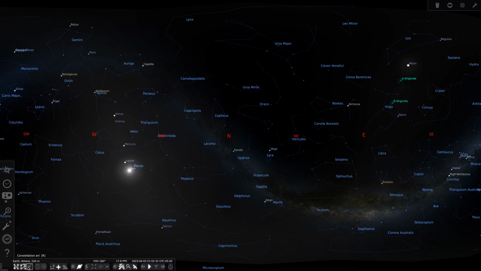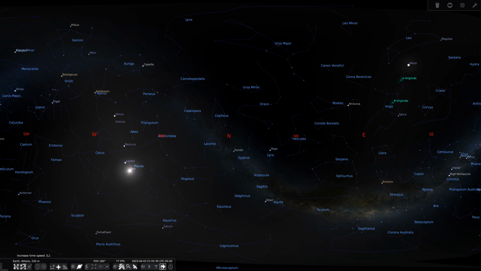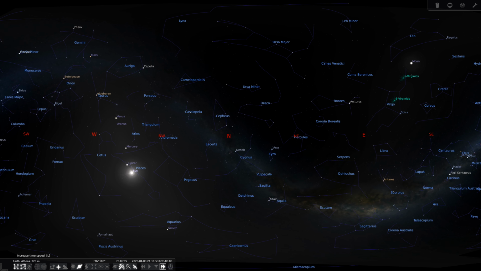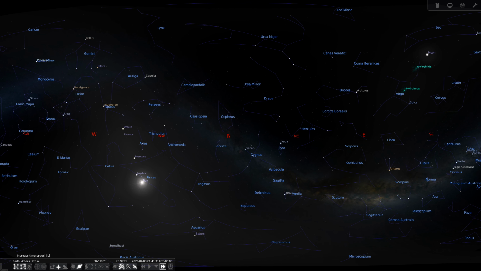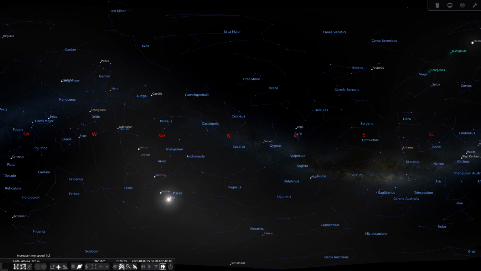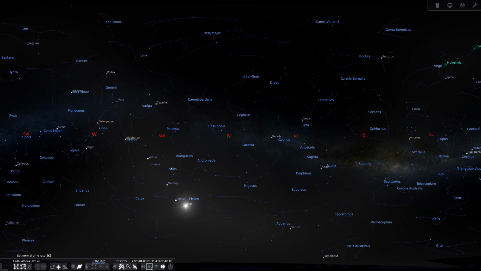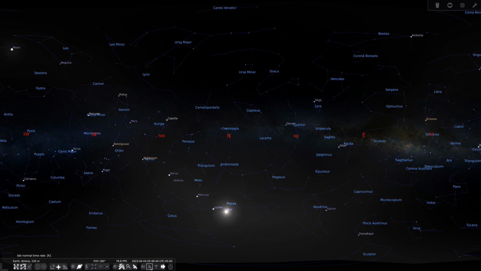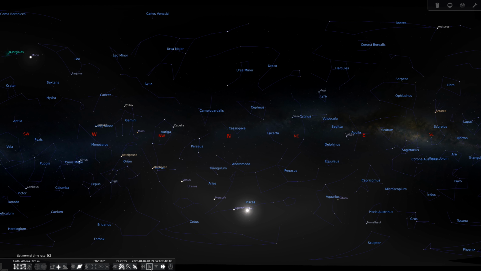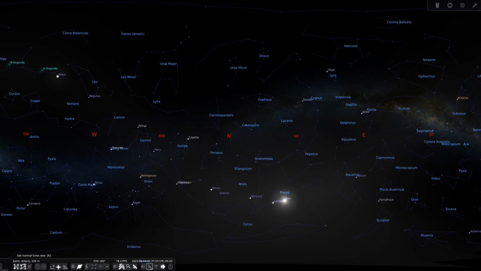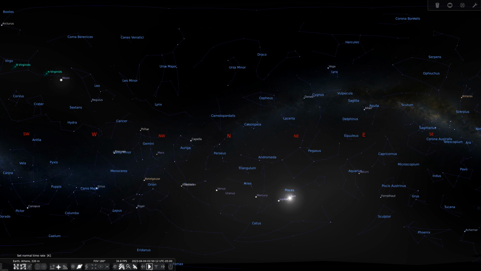Now, let's speed things up and watch how the night sky rotates around Polaris. Let's speed things up a little more. Our night sky appears to rotate, but it only appears to rotate because, of course, planet Earth is rotating. Let's stop this.